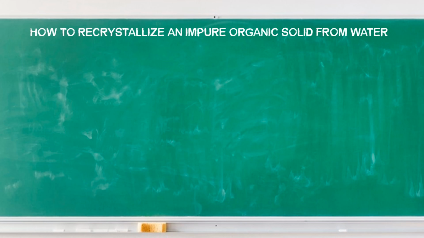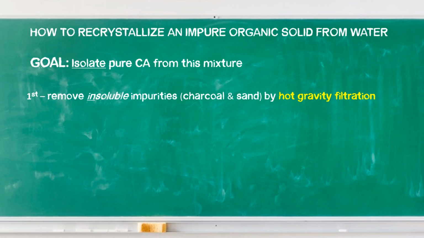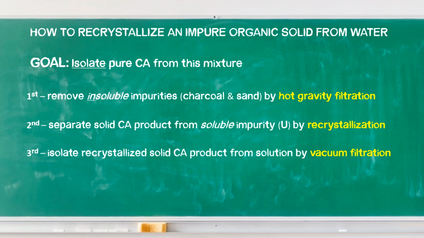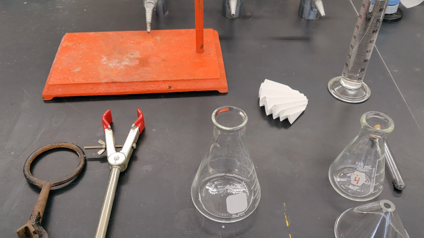The isolation of pure cinnamic acid from this mixture containing both water-soluble and water-insoluble impurities requires several steps, starting with removal of the insoluble impurities by hot gravity filtration. Then, separation of cinnamic acid from the water-soluble impurity urea by the selective recrystallization of cinnamic acid while urea remains dissolved in solution. And finally, isolation of the solid cinnamic acid product from solution by vacuum filtration, also referred to as suction filtration. We'll begin by setting up the apparatus for hot gravity filtration.